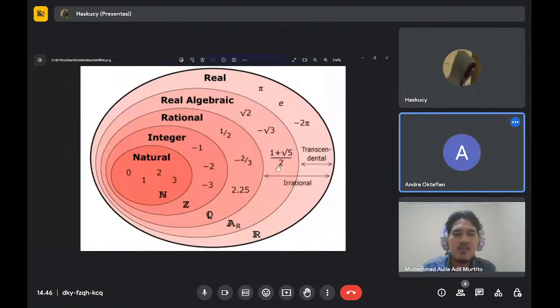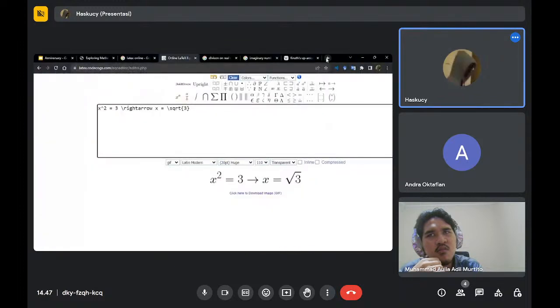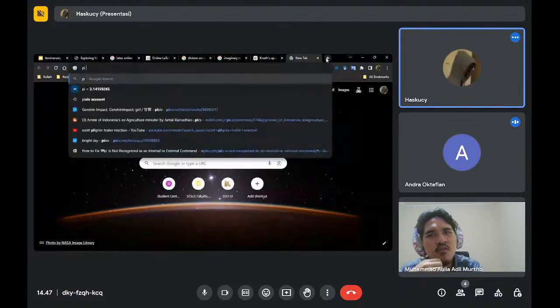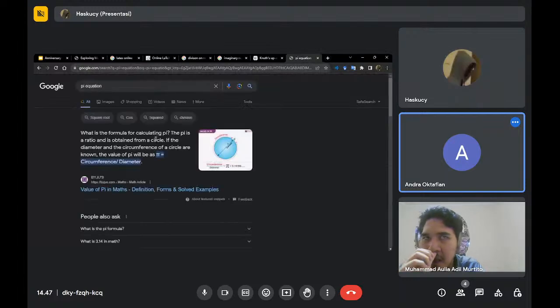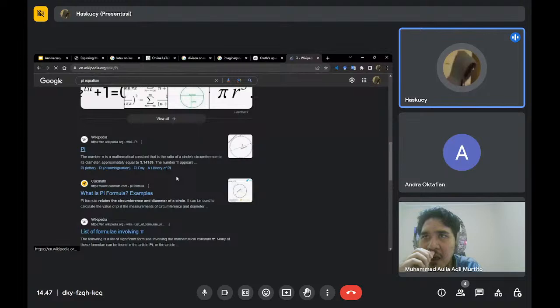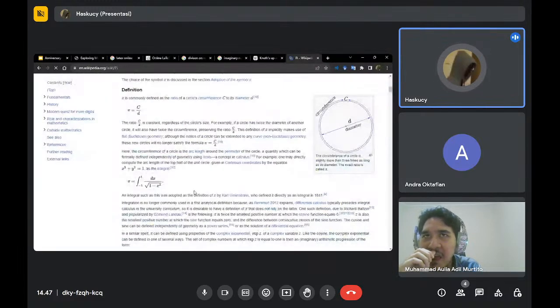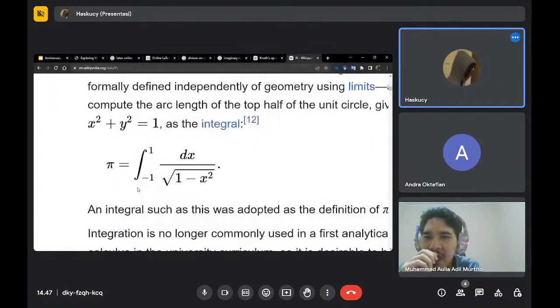But for pi, e, and 2 pi, I cannot, because you cannot create a finite equation for pi. Only approximation. So pi is actually defined like this.